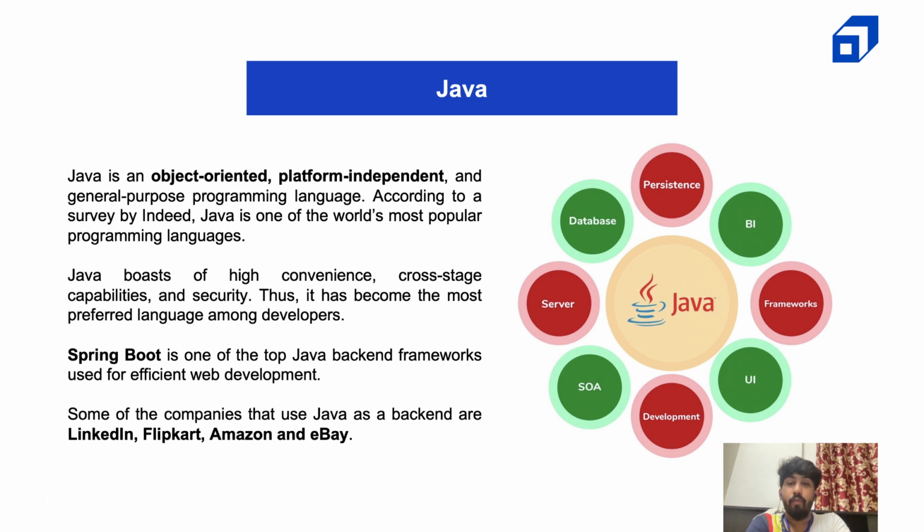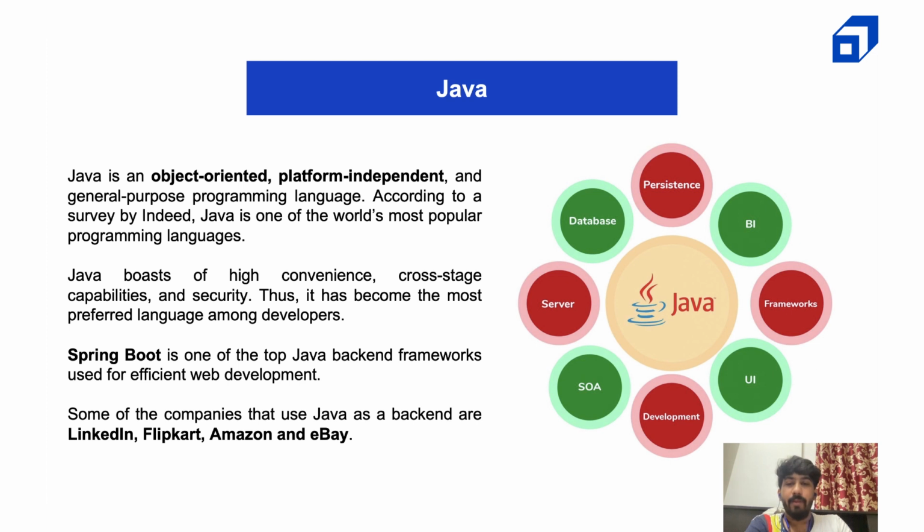So it's an object-oriented, platform independent language. Platform independent in the sense that once you create a code and compile it, that piece of compiled code, the bytecode, can run on any platform. It doesn't matter if it's a Windows operating system or Linux or Mac. Once you install the Java virtual machine, so basically once you install Java, it can run on any particular machine without any problem. That's why it's called platform independence, and that's exactly why it got really, really popular. And it's one of the world's most popular programming languages. So high convenience, cross-platform capabilities, and security. Security is one of the most important reasons why people go for Java. It's really, really popular among developers.